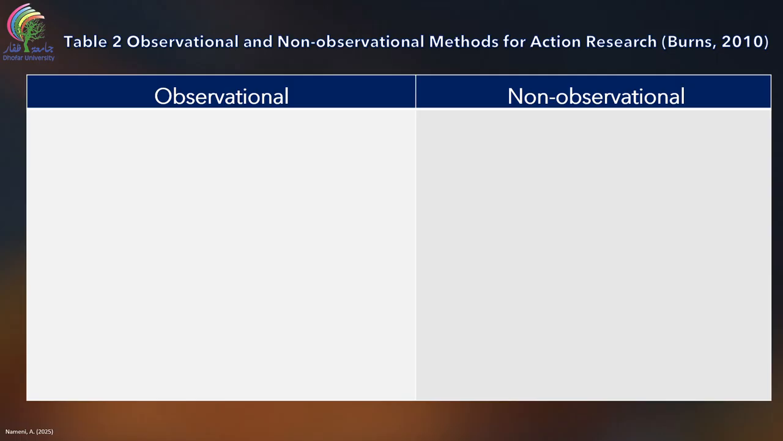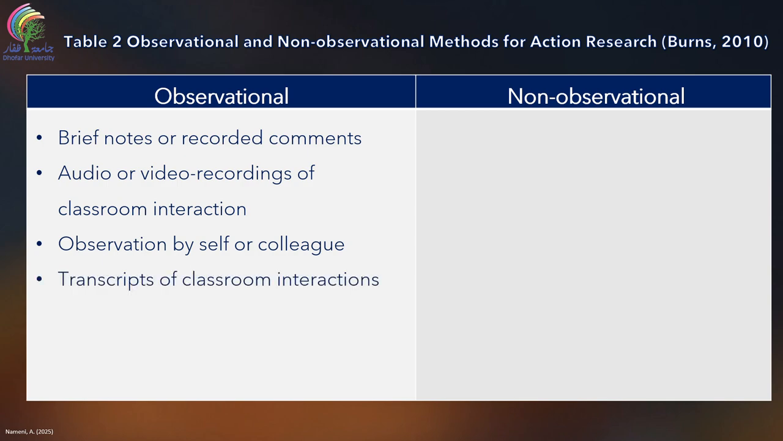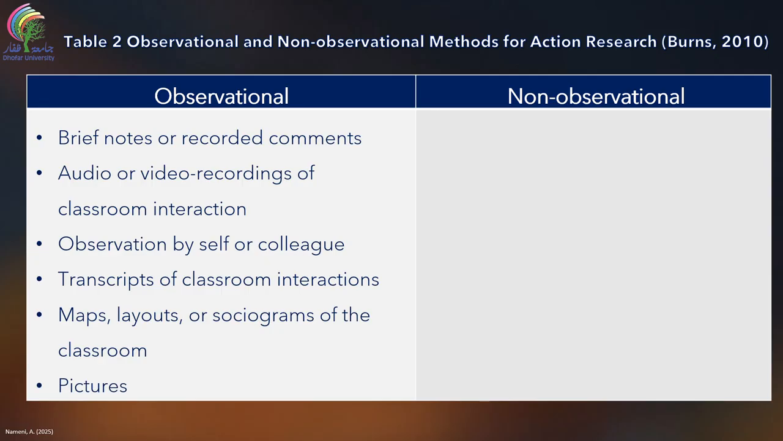Observational. Brief notes or recorded comments made by the teacher while the class is in progress. Audio or video recordings of classroom interaction. Observation by self or colleague on particular aspects of classroom action. Transcripts of classroom interactions between teacher and students or students and students. Maps, layouts, or sociograms of the classroom that trace the interactions between students and teacher. Photographs of the physical context.